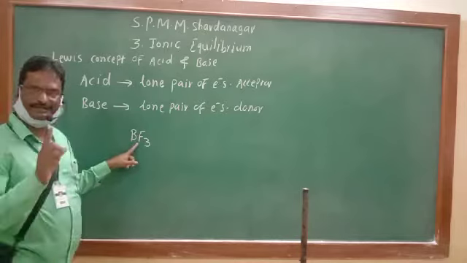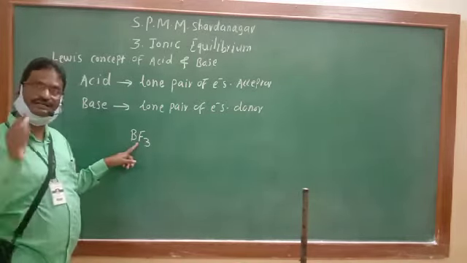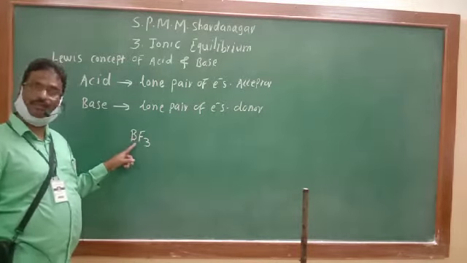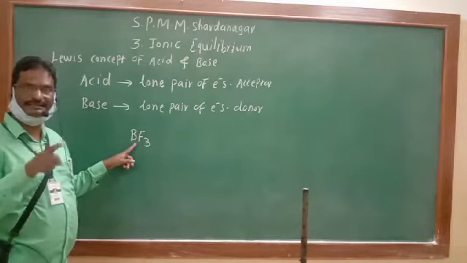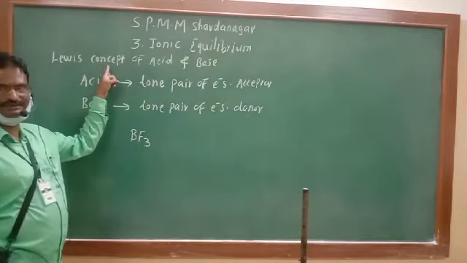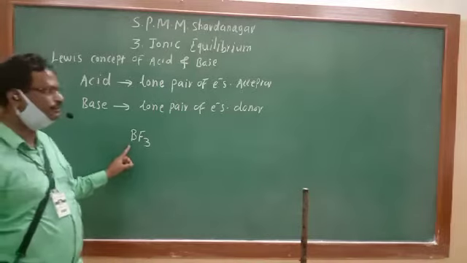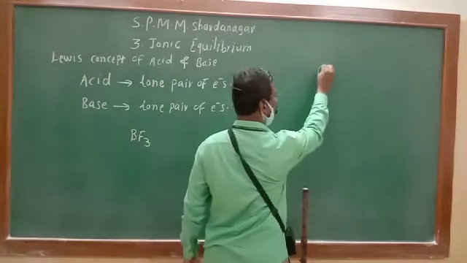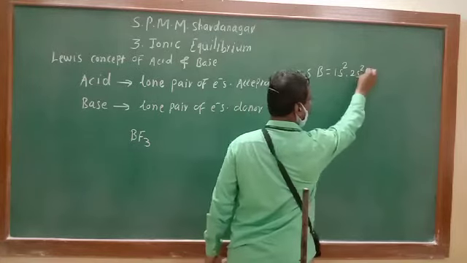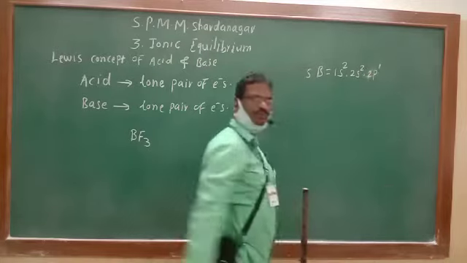Does it contain H+ ion? No. Does it contain OH- ion? No. Still it is acidic. All the properties of an acid are present in boron trifluoride. So why it is acidic can be explained on the basis of the Lewis concept. See how this is acidic now. We know boron has atomic number 5, electronic configuration 1s2, 2s2, 2p1.